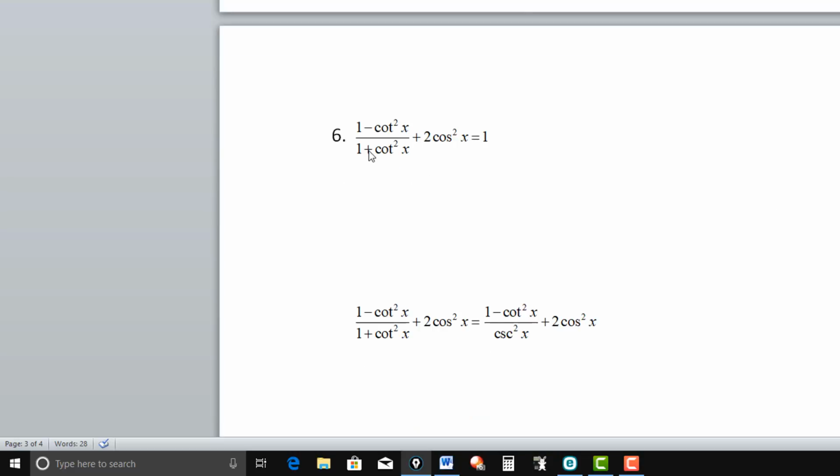We want to prove it, so I'm going to start with the left side. I have 1 minus cotangent squared of x over 1 plus cotangent squared of x plus 2 cosine squared of x equals 2. Okay, so let's see if you can fill this in. How did I go from this step to this step? You can pause the video here to see if you can figure this out, but 1 plus cotangent squared of x is just one of your Pythagorean identities, and that's cosecant squared. So that's how we go from here to here.